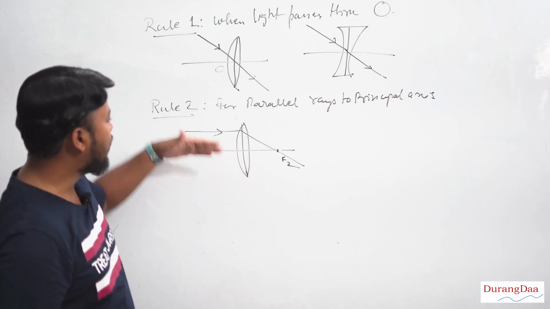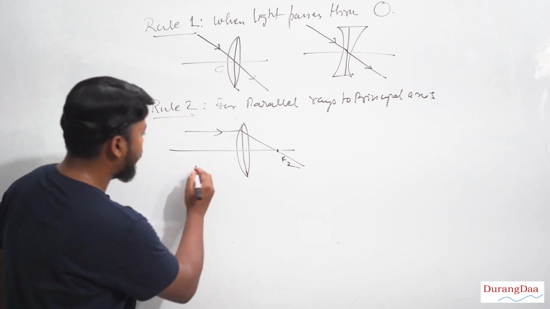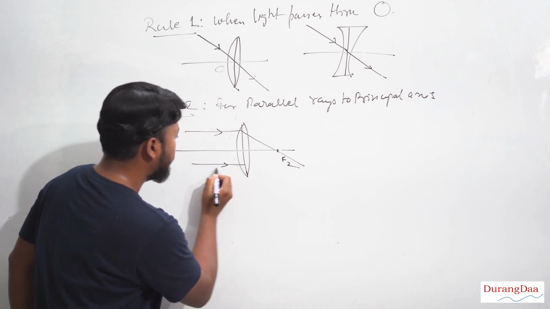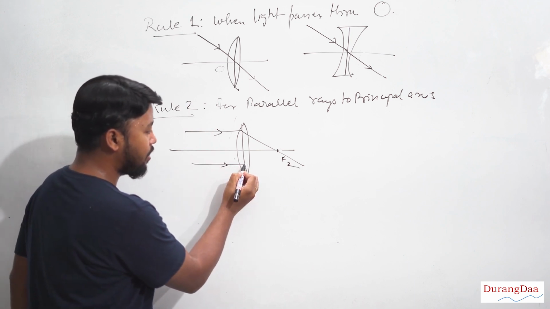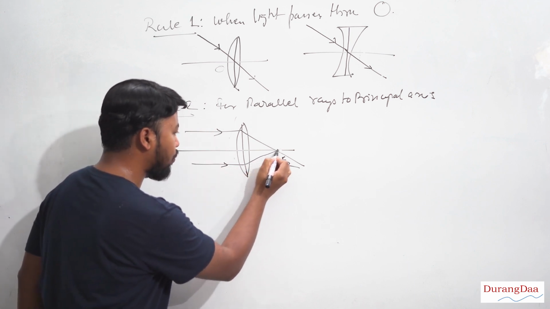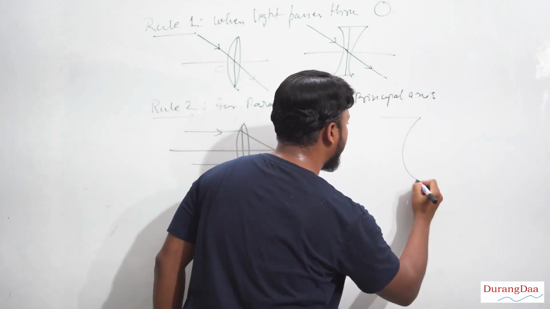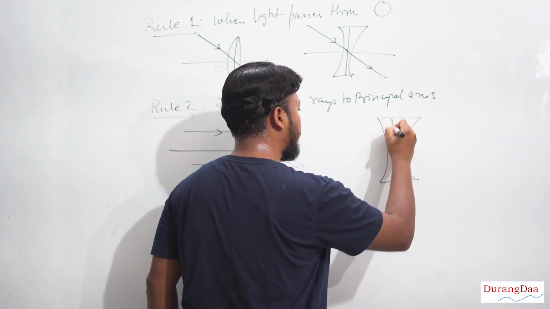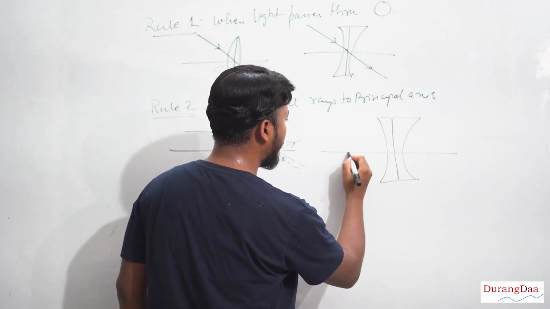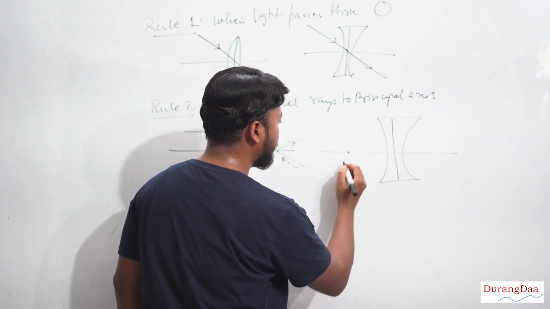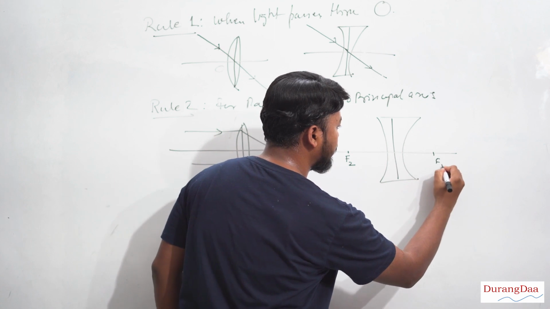It doesn't matter if I draw that ray above the principal axis or below it. Even if I am drawing a parallel ray like this, parallel to the principal axis but below it, then after refraction anyhow it will pass through this second focal point. So if I am drawing for concave, slightly the rule will change, because for a concave lens, the second focal point is this side and the first focal point is this side.